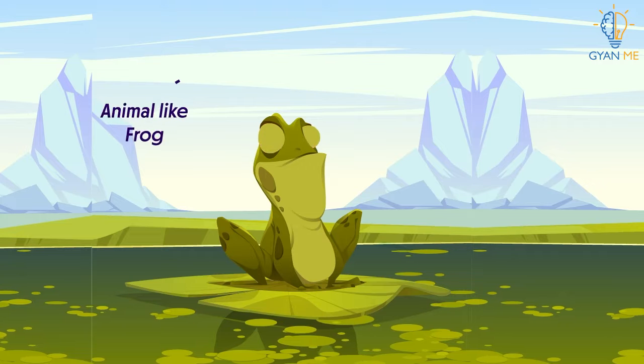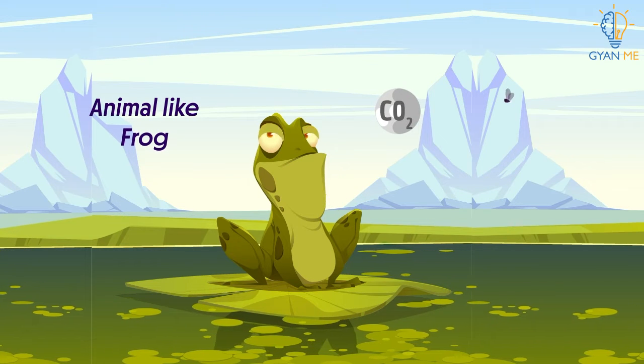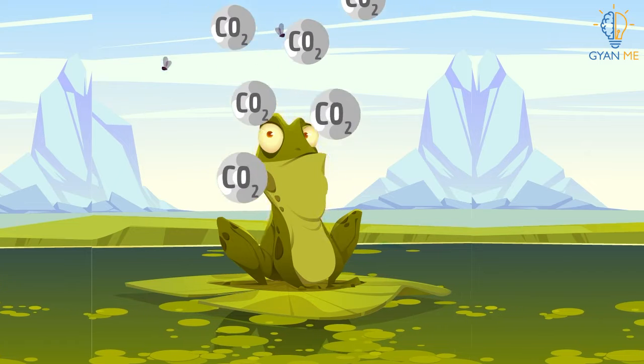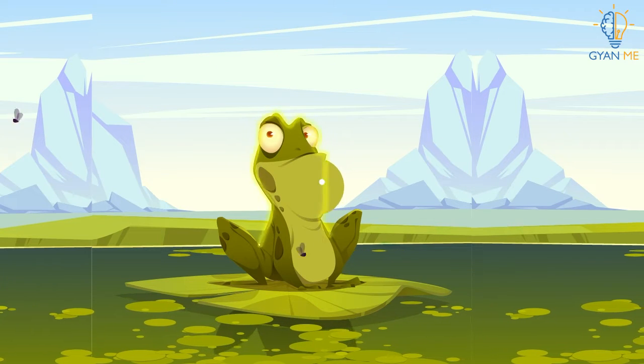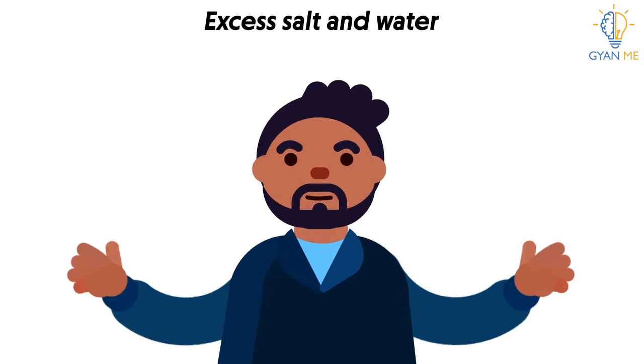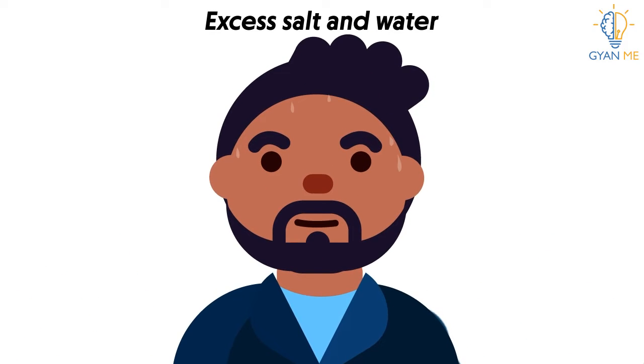Similarly, in some animals, carbon dioxide is thrown out through the skin also. Not only this, skin gets rid of excess salt and water through sweating. This also helps in regulating body temperature.